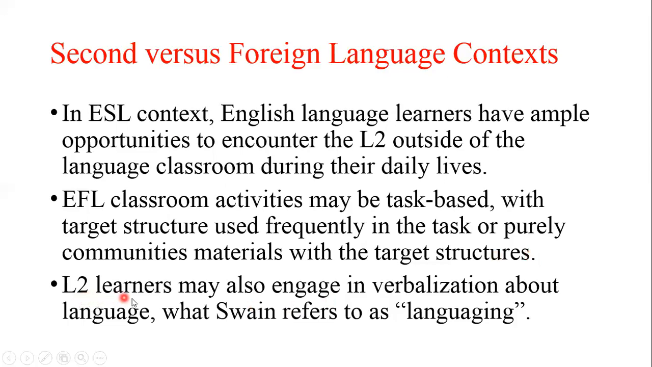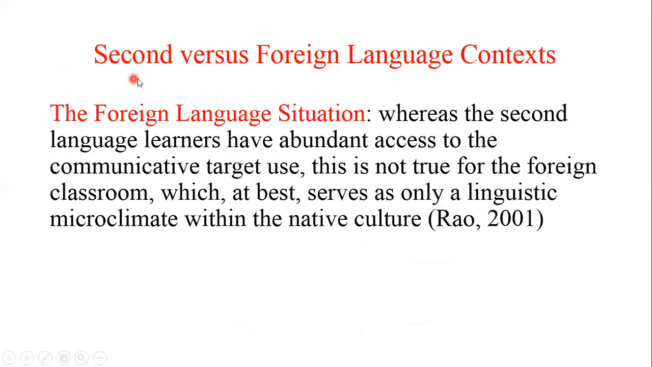And second language learners, L2 learners, may also engage in verbalization about the language, what Swain referred to as languaging. So languaging means learners engage a lot in verbalization, meaning they use a lot of sentences, a lot of words to make English sentences. This is what L2 learners engage in. Now look at the second versus foreign language context.